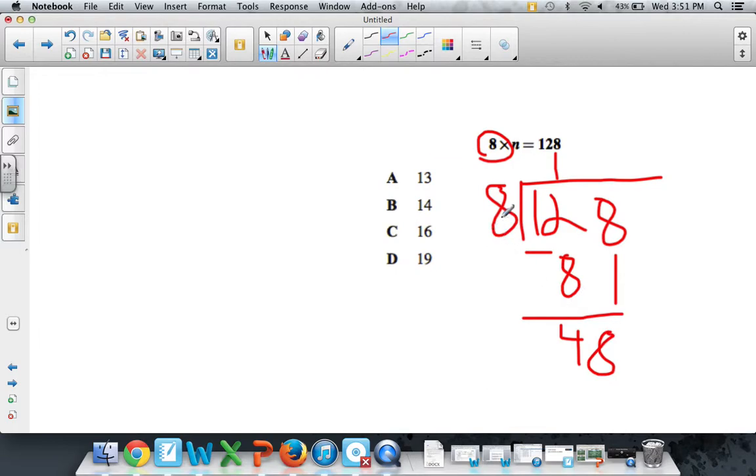How many times does 8 go into 48? Do you know your times tables? 8 times 5 is 40. 8 times 6 is 48. Take a look at what we've got so far up here. Does that look similar to any possible answers over there? It should. What letter does it look similar to, Nathaniel? C. C is correct.